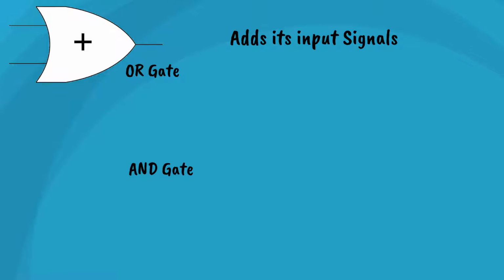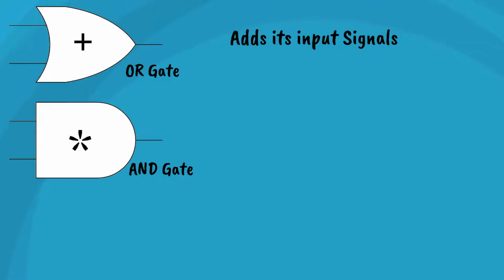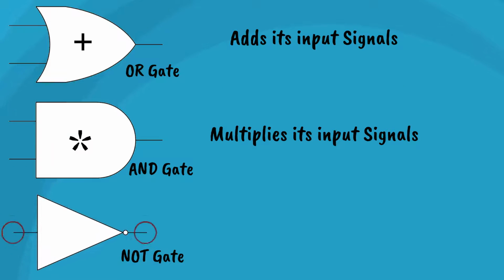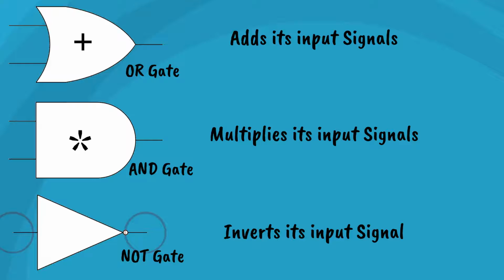The basic AND gate has two inputs and one output. The AND gate looks like the letter D, and the AND gate multiplies its input to give an output. The NOT gate has one input and one output. It looks like a triangle. The NOT gate inverts its input signal. This means if its input signal was high, its output signal will be low. And if its input signal was low, then its output signal will be high.